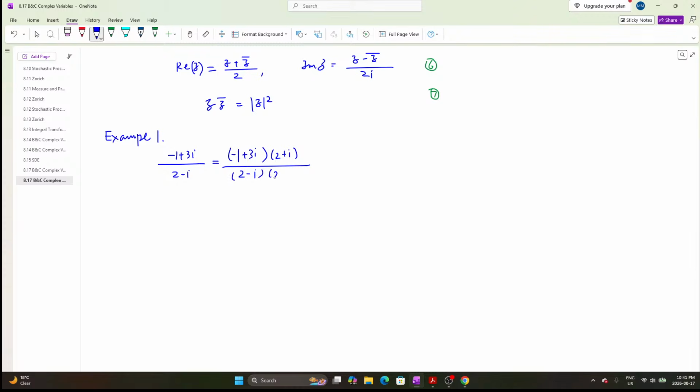After the expansion, you get 5 at the bottom, and on top you get minus 2, minus 3, plus 6i minus i. So there you go, you get minus 5 over 5, that's minus 1, and plus 5i over 5, that's an i. That's it, a simple example.